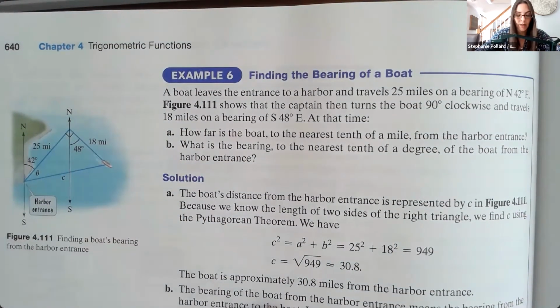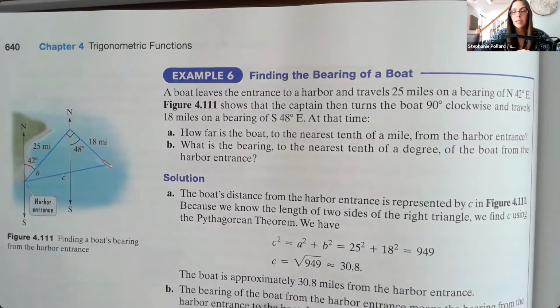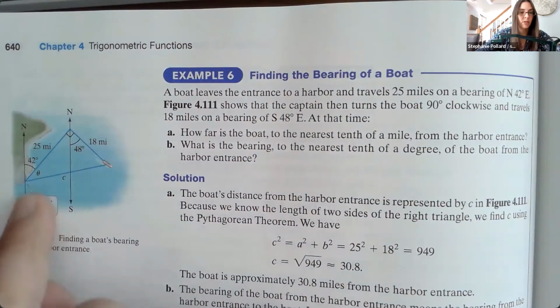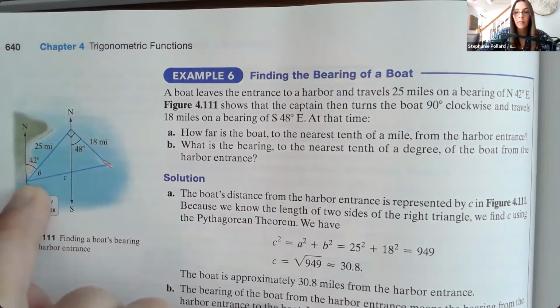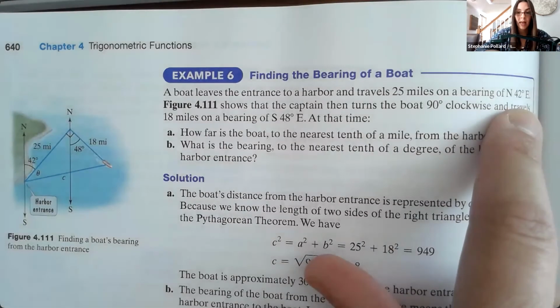So we're going to have a boat. Again, I said that there's a lot of applications in boating as well with trig, and boat building, and also in directions. So a boat leaves the entrance to a harbor and travels 25 miles on a bearing of north 42 degrees east. So in our picture, you can see our harbor is going to be right here. And remember, when we're talking about bearings, it's always off a north-south line. So the book gave you what the north-south line would look like here. And we're traveling 42 degrees and towards the east.